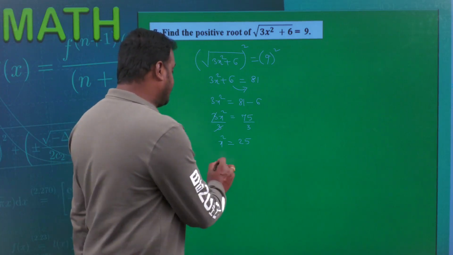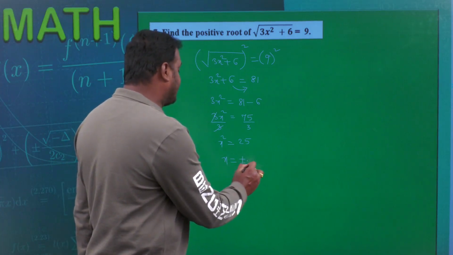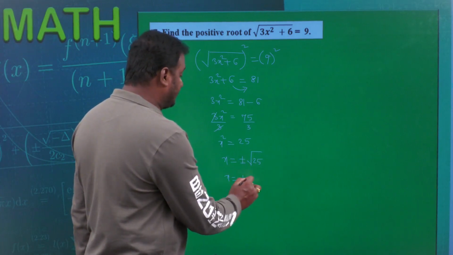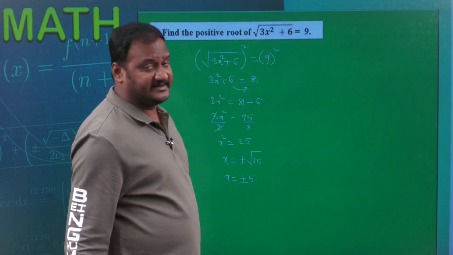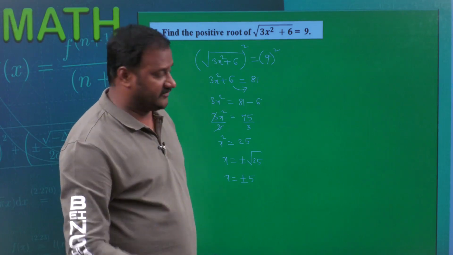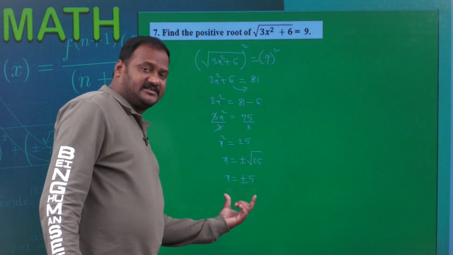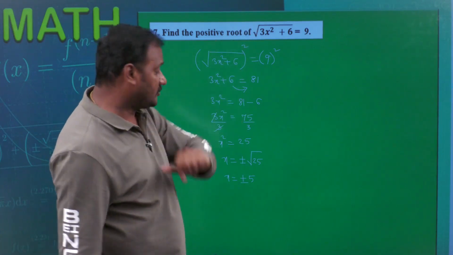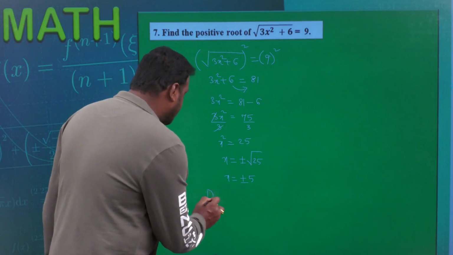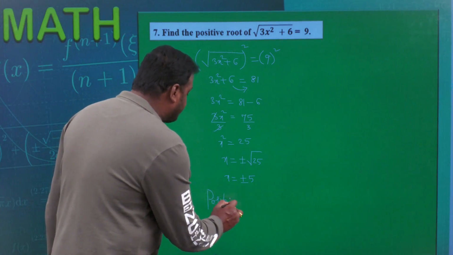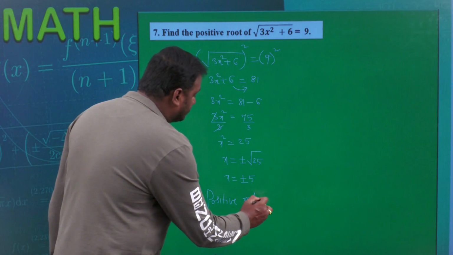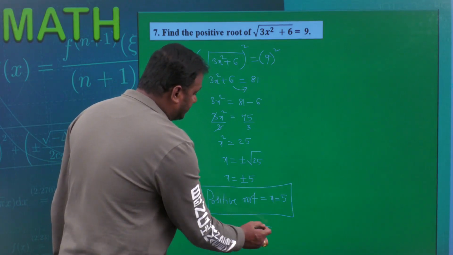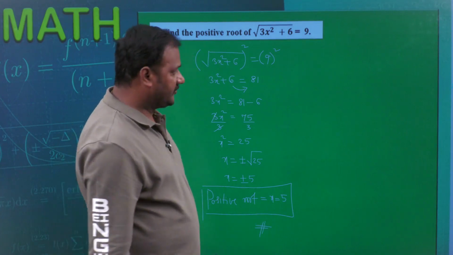x square is equal to 25, then what is the value of x? Plus or minus square root 25. That is, x is equal to plus or minus square root 25, which is 5. It means x is equal to positive 5 as well as negative 5. If you leave your answer like this, your answer is absolutely wrong, because you are asked to find the positive root. Therefore, the positive root is x is equal to plus 5. This is the positive root of the given equation.